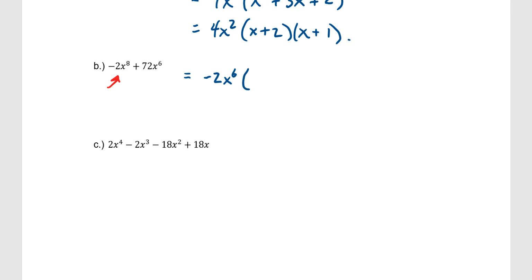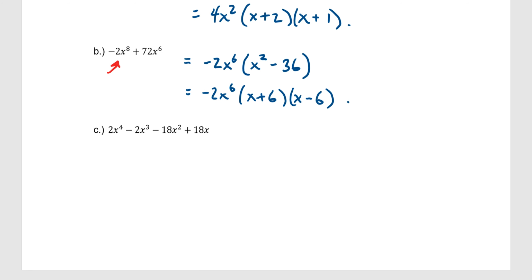Now let's divide that out and think about what's left over. What we have left over is a positive x squared minus 36. The signs changed because we factored out the negative. And we can go one step further because x squared minus 36 is a difference of squares. It factors to x plus 6 times x minus 6. Taking a look at it, that is good.